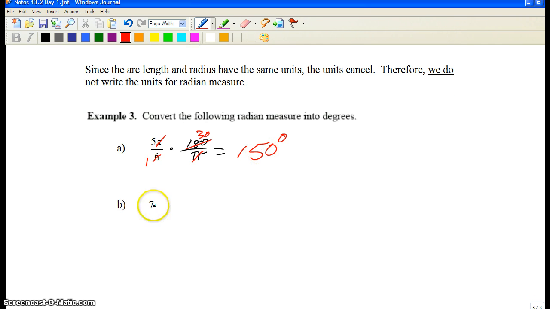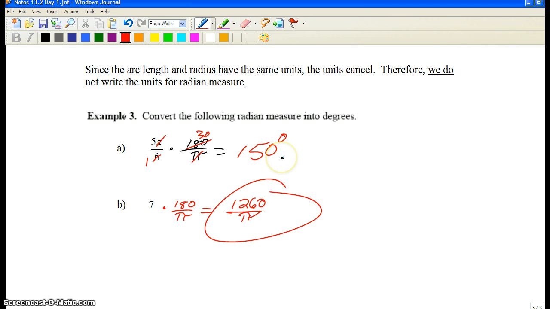And then on 7, it says we want to go from radians to degrees, but there's no pi in there to indicate it's a radian. We just need to know that it is. And if it's a radian, we want to divide out the pi. So we multiply it by 180 over pi. We do 180 times 7, which is 1260 over pi degrees, because we converted it into degrees, even though there is a pi.